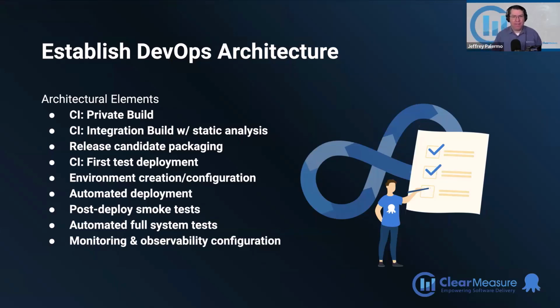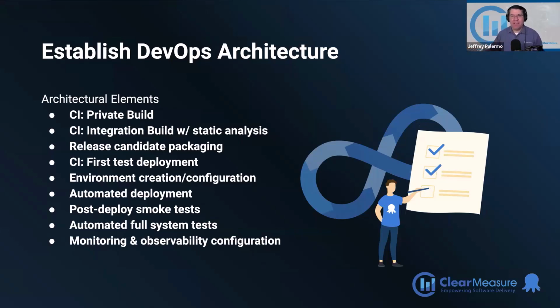And then after that, one critical element that needs to be in our DevOps architecture is full system tests of some sort in a fully deployed, properly configured environment that is the same shape as production. Doesn't have to be the same scale or the same size as production, but architecturally it needs to be the same shape as production. And then across all of our environments, production being the most important, we need monitoring and our observability capabilities to be configured.